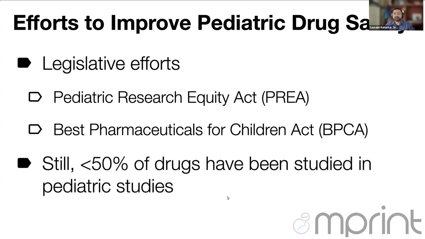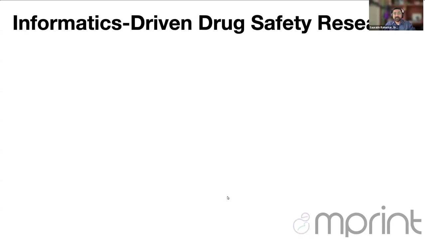Over half of drugs prescribed in kids today have not been studied. That percentage is even higher for older drugs and CNS agents like benzonatate or some antidepressants. So despite progress, the real-world signal to evidence gap in pediatrics is still wide. When we talk about informatics-driven drug safety research, we're talking about using data-driven insights to uncover risks, not just relying on physiology or pharmacokinetics or what we think we already know.